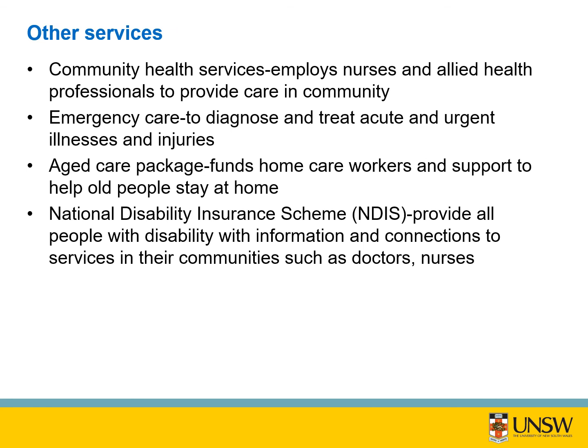The Australian health system also provides some other services, such as community health services, which employ nurses and allied health professionals to provide care in the community; emergency care to diagnose and treat acute and urgent illnesses and injuries; aged care packages that fund home care workers and support to help older people stay at home; and the National Disability Insurance Scheme, which provides all people with disability with information and connections to services in their communities, such as doctors and nurses.